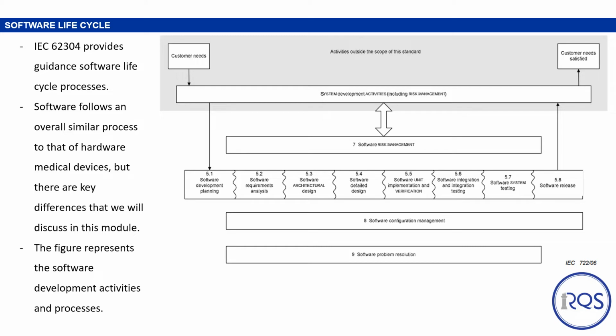So, as with hardware, we start off with customer needs that feed into software development activities. These activities include software development planning, leading to requirements analysis, architectural design, detail design, software unit implementation and verification, software integration and integration testing, software system testing, and then ultimately software release. And risk management happens throughout all of those activities. We also include software configuration management and software problem resolution.